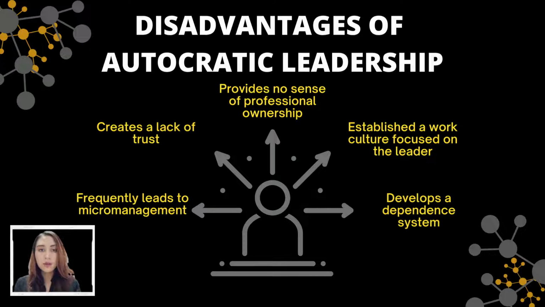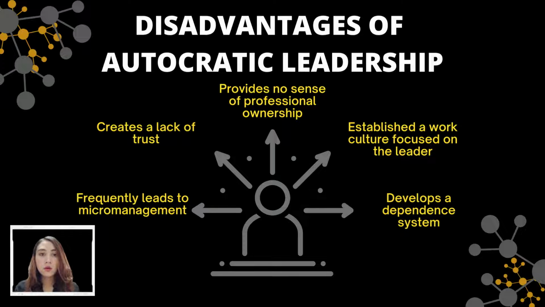Next, another disadvantage of autocratic leadership is it provides no sense of professional ownership. Autocratic rulers are in charge and they clarify things. They get to claim full credit for the task that is completed. As a result, workers are less likely to take ownership of their work since there is little motivation to do so. They will not be blamed if it fails, and they will not be credited if it succeeds.